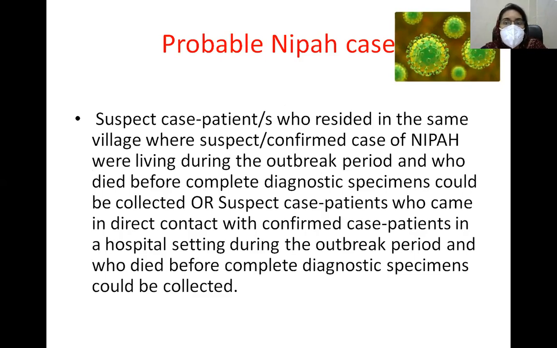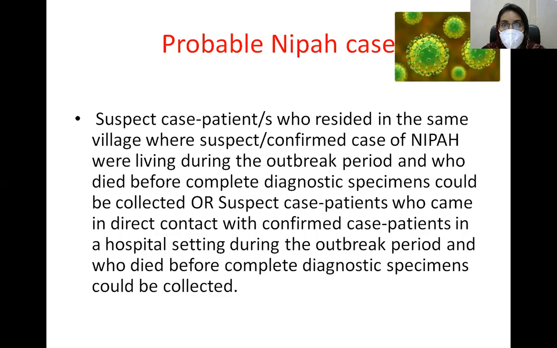Probable Nipah. Who is probable Nipah? A suspect case of patients who reside in the same village where confirmed Nipah cases were living during the outbreak period, and who died before complete diagnostic specimens could be collected. Or even suspect patients who came in direct contact with confirmed case patients in the hospital setting during the outbreak period and who died before complete diagnostic specimens could be collected are also considered as probable Nipah.